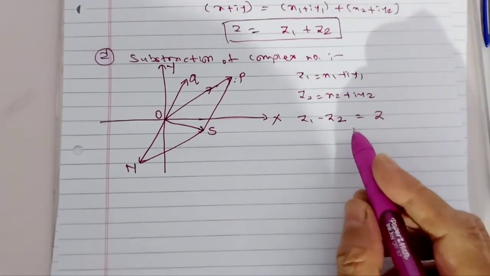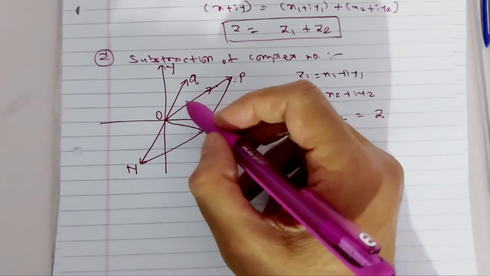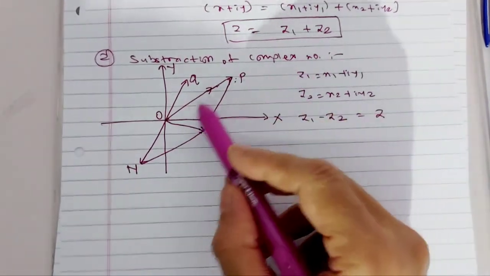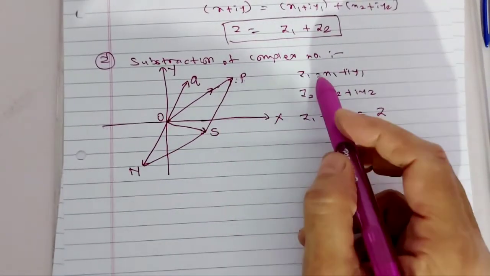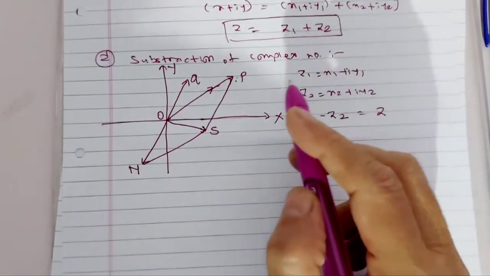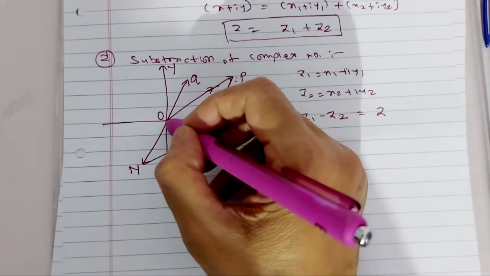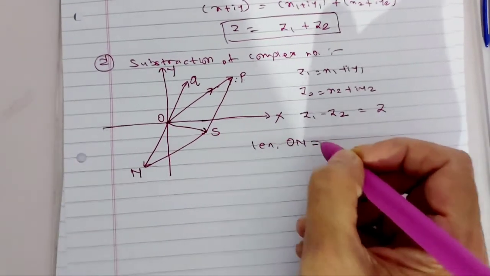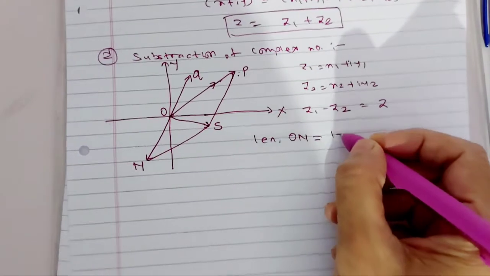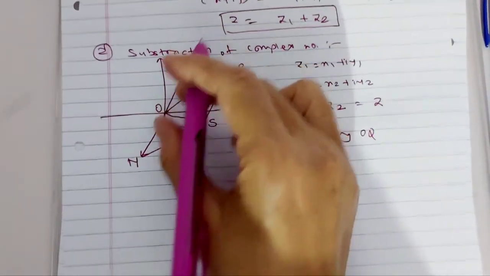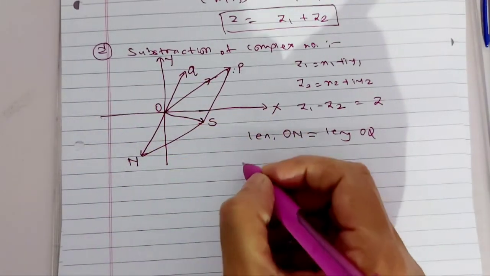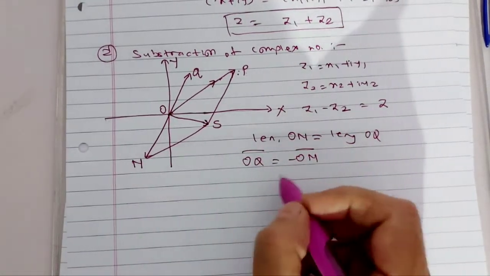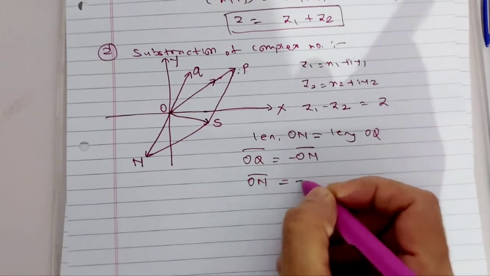So what will I do? I showed this. The line QO, O is the origin. OP and the points P and Q: OP will be my z1, OQ will be my z2. Now the line QO is produced so that the length of ON is equal to the length of OQ. But in vector notation, OQ is equal to minus ON, or ON is equal to minus OQ.